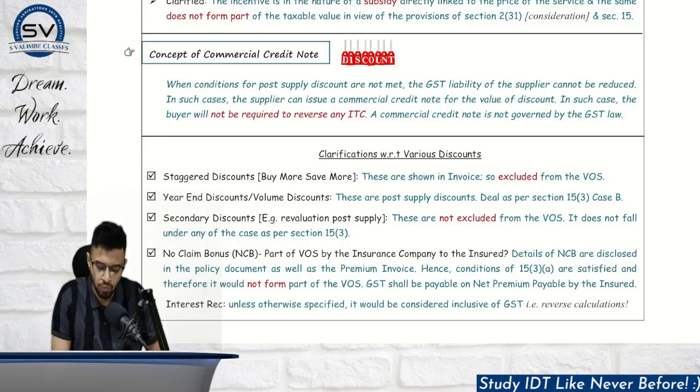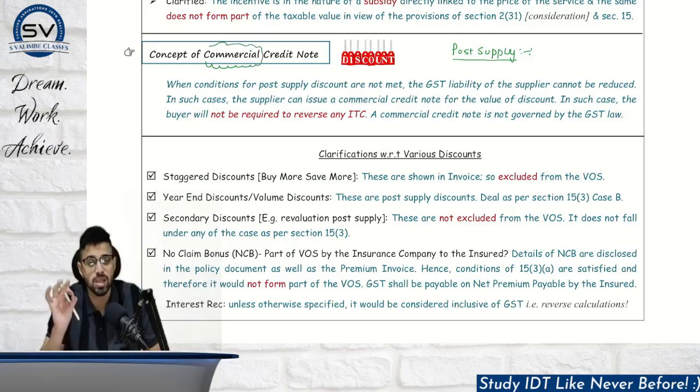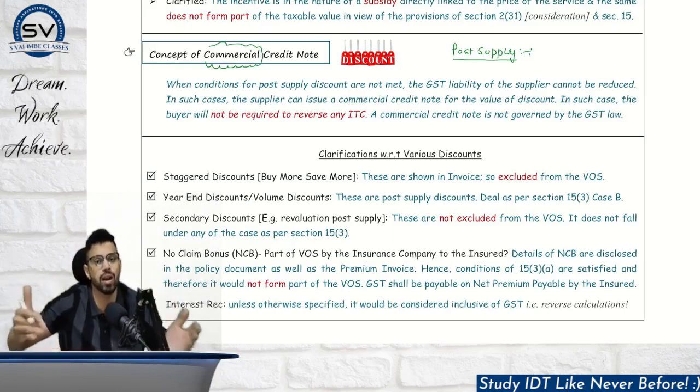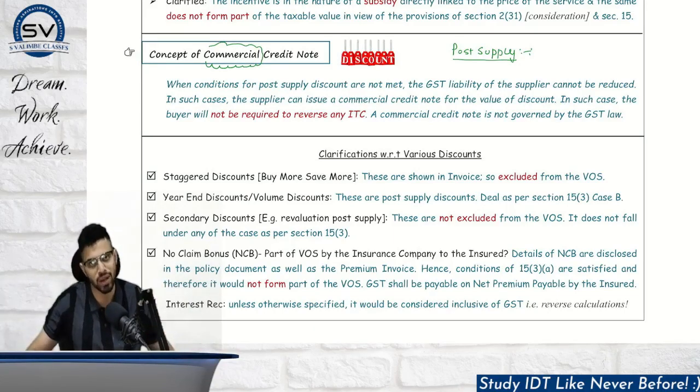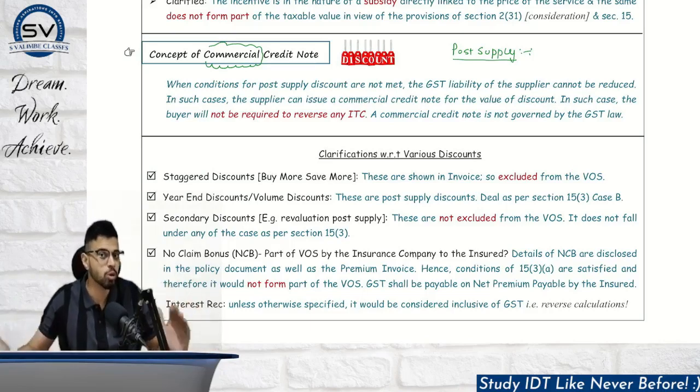Example, there is a case of post supply discount, but the agreement did not exist. So can we reduce the value of supply? Answer is no, because one of the conditions was agreement basis. Now, when the credit note is to be issued, but the GST portion cannot be reduced, we introduce the term commercial credit note. So this credit note is not for the purpose of GST. This is only for the purpose of commercial transaction, the day-to-day business transaction, that I am issuing this credit note.